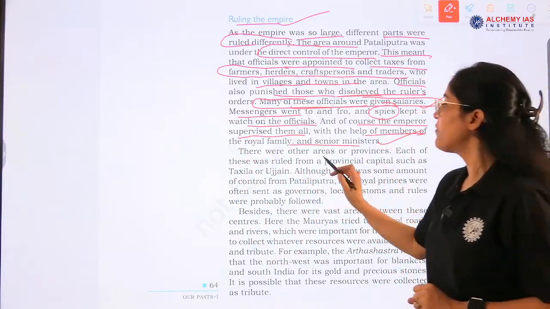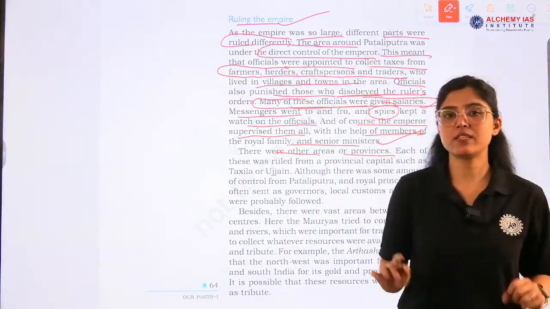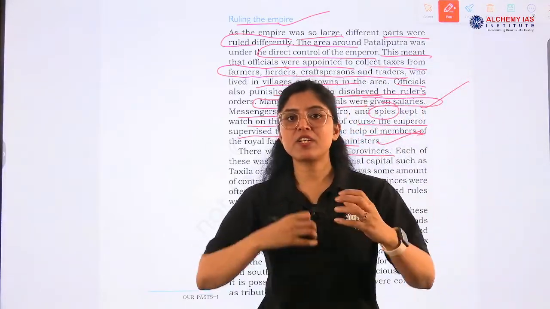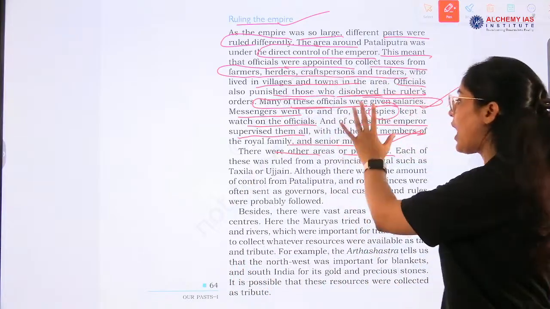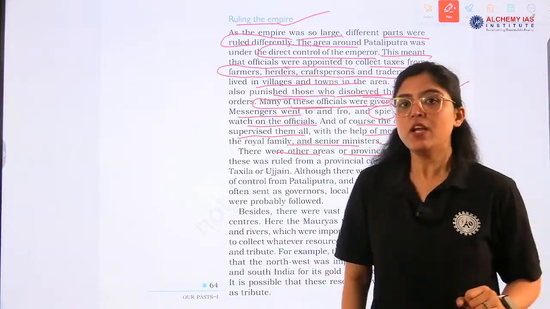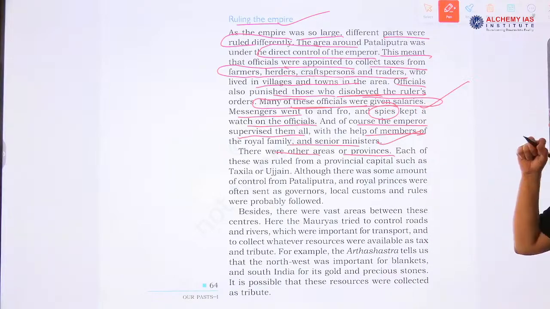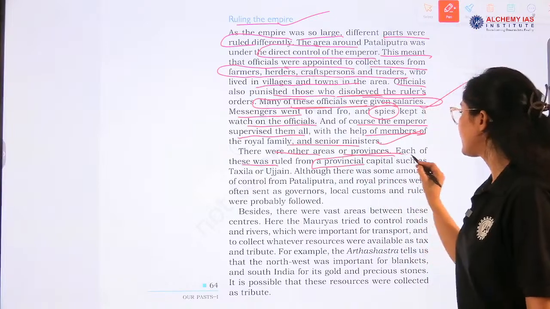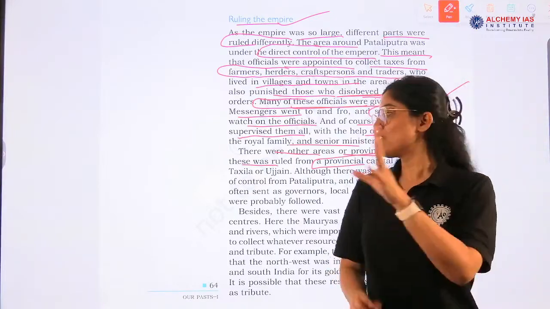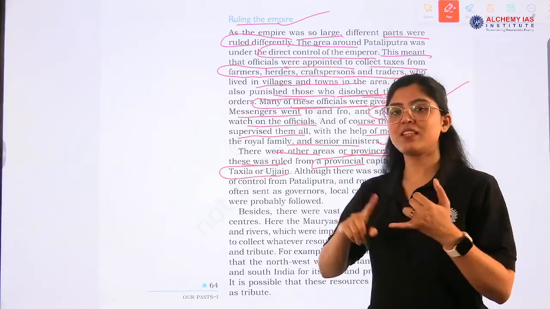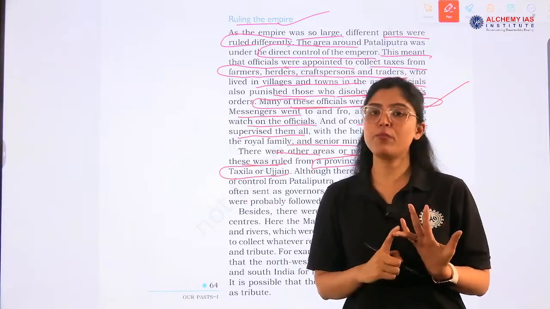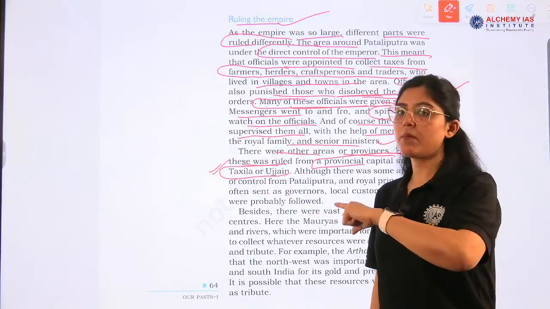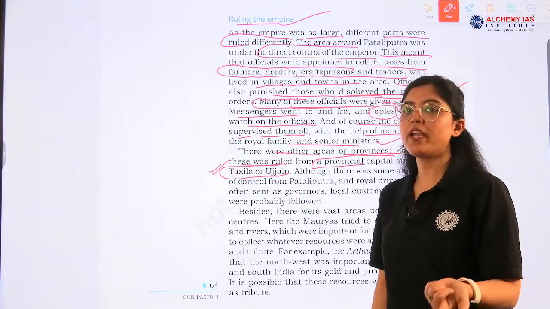Okay. There were other areas or provinces. Now, Patliputra, the number of people who were collecting taxes, different kind of activities, we know. Now, other areas or provinces. Each of these was ruled from a provincial capital. Takshila and Ujjain will come under provincial capital. Question can come: the provincial capitals of the Mauryan Empire were what?